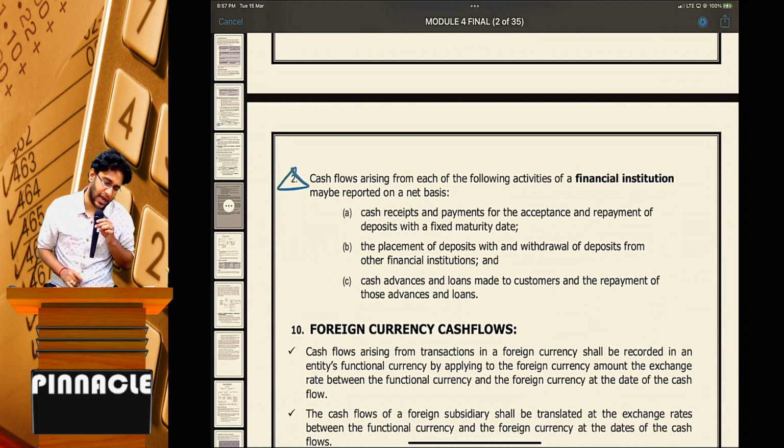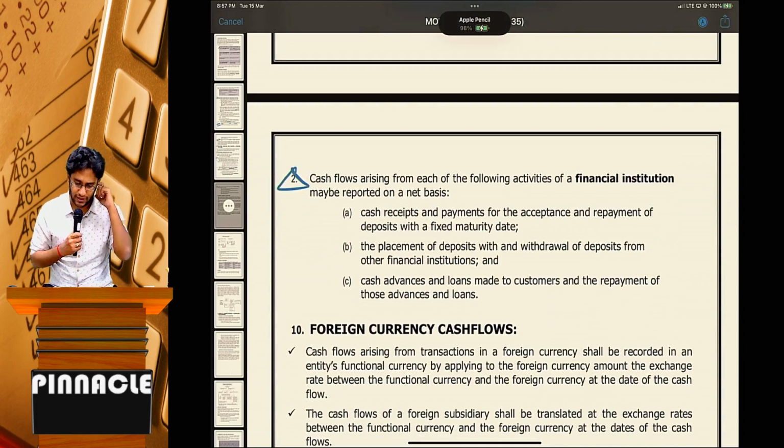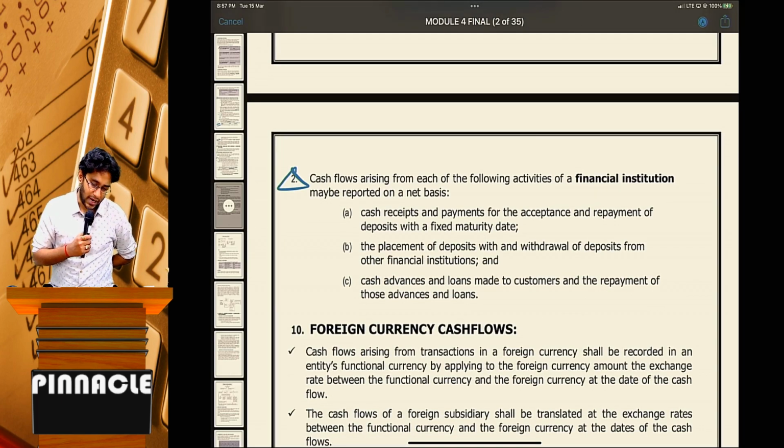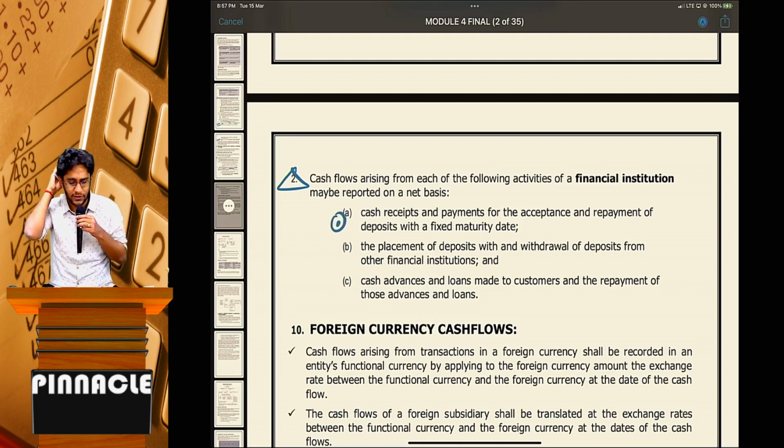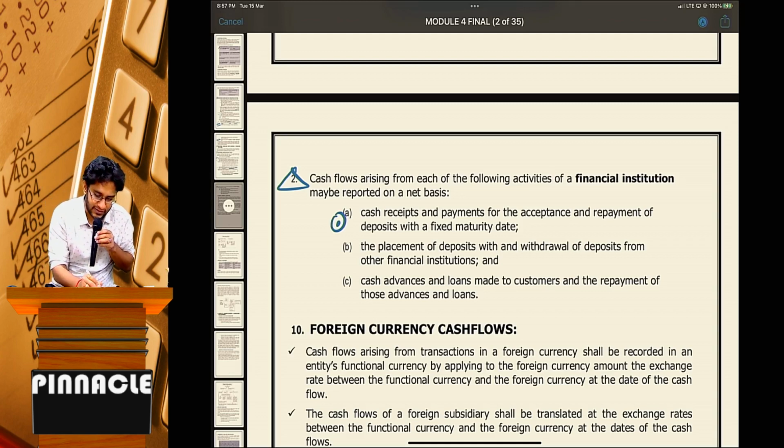Second one. It is easy only, sir. Cash flows arising from each of the following activities of a financial institution may be reported on net basis. Cash receipts and payments for acceptance and repayment of deposits with fixed maturity dates. Total how many FDs did we receive? Total how many FDs we paid? Net FDs received or net FDs paid you can report. Fixed maturity date and fixed deposit.